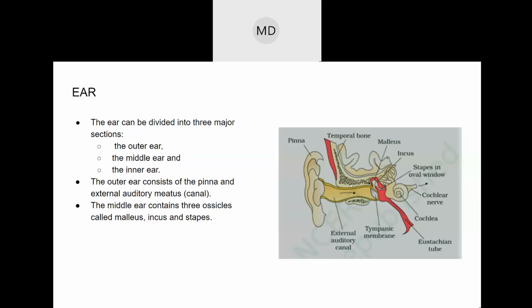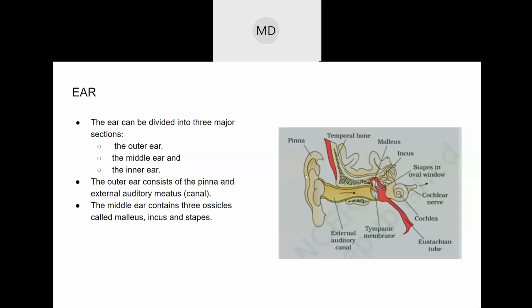Okay, and the middle ear, what happens? The middle ear contains three ossicles, that is malleus, incus, and stapes, or sometimes it is called stapes. So this portion is the middle ear. That is malleus, incus, and stapes. Three parts are there of the middle ear. Then there is the inner ear, the cochlea, the cochlear nerve, the eustachian tube. All this will comprise the inner ear.